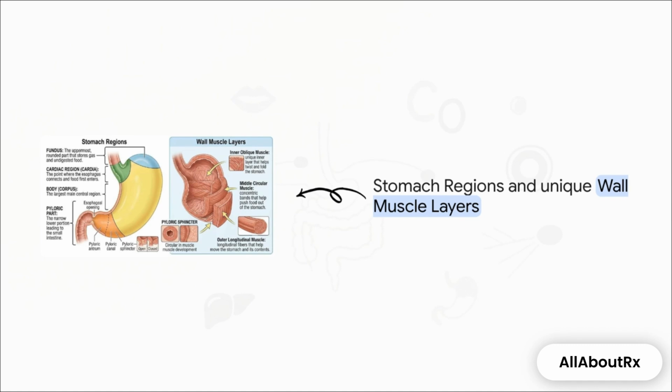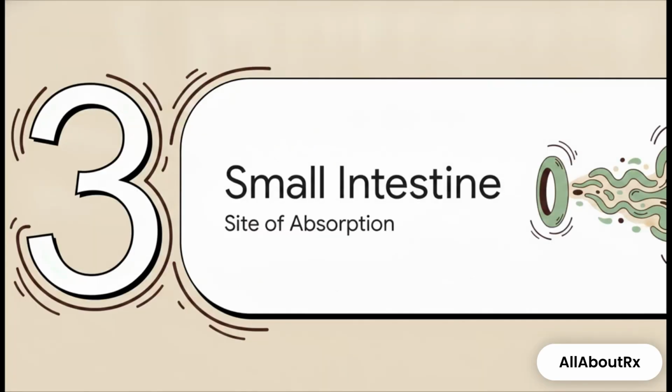And think about the muscle layers for a second. Most of the GI tract only has 2. But the stomach has a super unique 3rd layer called the Inner Oblique Muscle. This extra layer lets the stomach aggressively twist, fold, and churn your food into a liquid mixture known as chyme. Which brings us to Section 3, small intestine and absorption. After the stomach does its heavy mixing, it slowly squirts that chyme through the pyloric sphincter, leading us to the real climax of the digestive story.